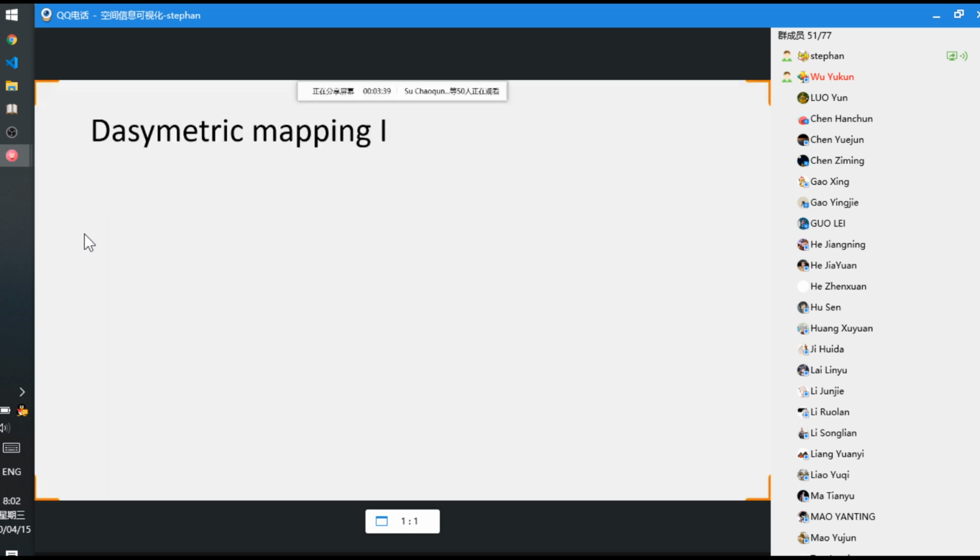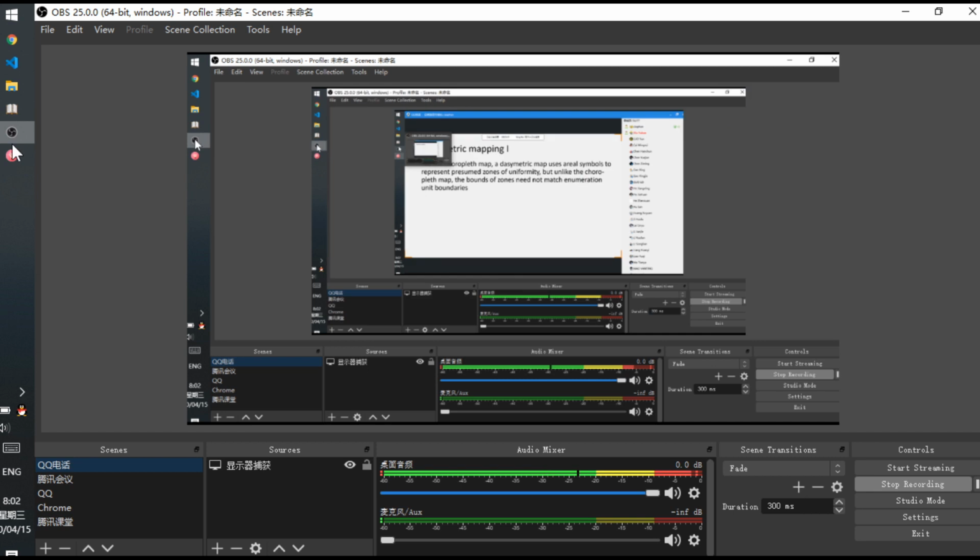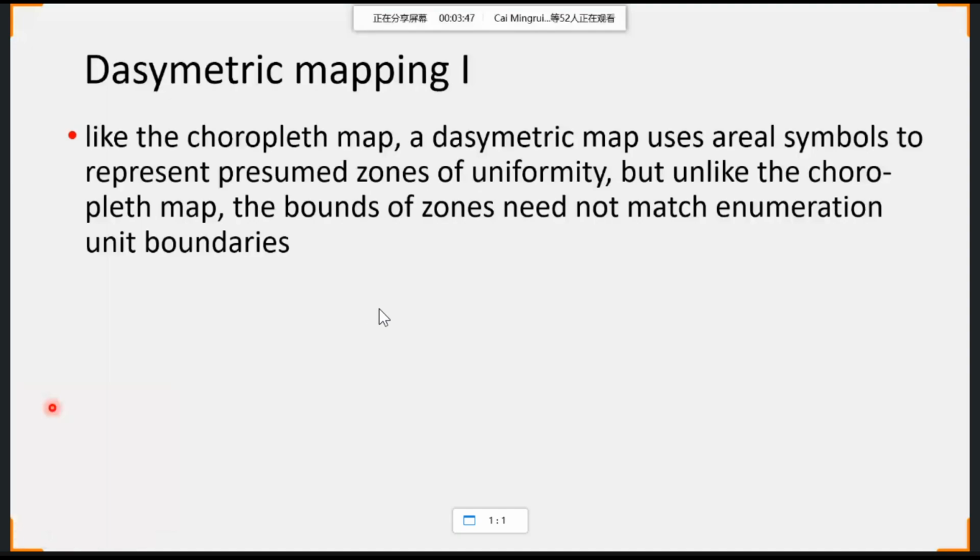So what are dasymetric maps? Like the choropleth map, a dasymetric map uses areal symbols to represent presumed zones of uniformity. But unlike the choropleth map, the bounds of zones need not match enumeration unit boundaries. So you remember the choropleth map? It was always about these enumeration units. Usually these are administrative areas like provinces, districts, counties, and so on.